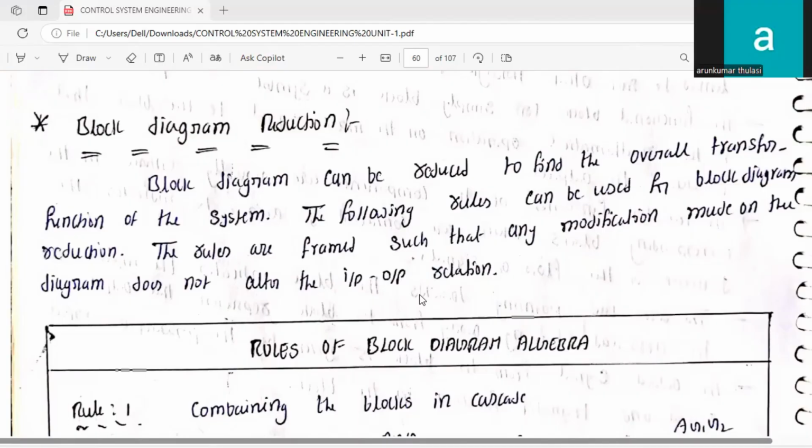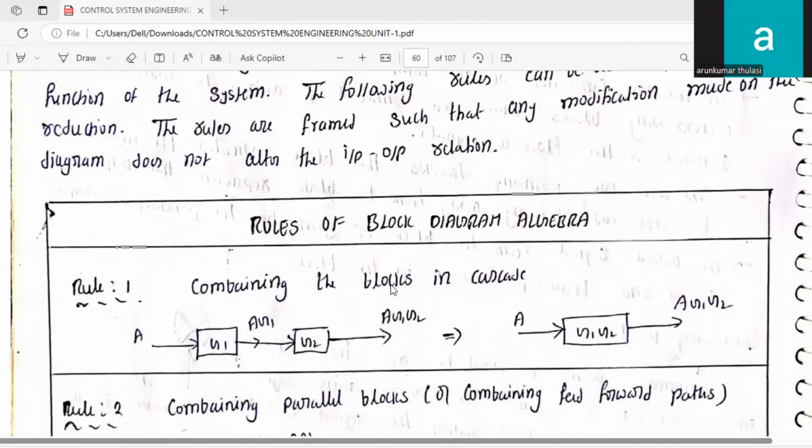We'll see one by one what are the rules we can follow to reduce the block diagram in block diagram reduction technique. Rule one, combining the blocks in cascade. If two blocks are connected in cascade, we can change this diagram to here. So here G1, G2 are in cascade, right? The cascade elements we can multiply with each other, then finally we'll get one block, G1 with G2.